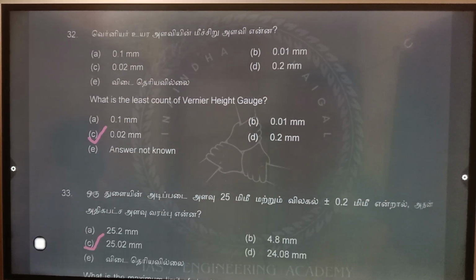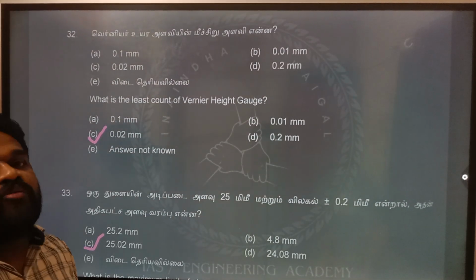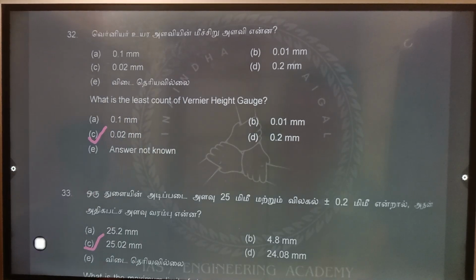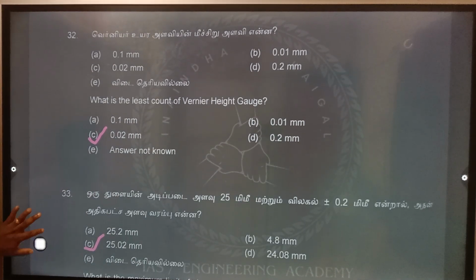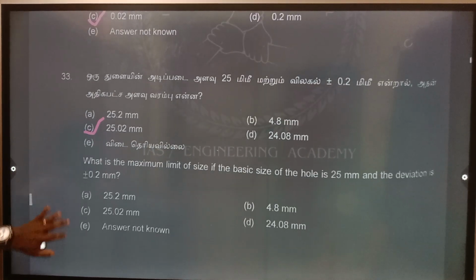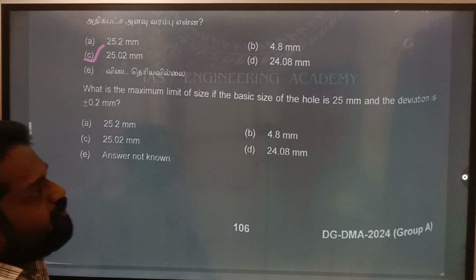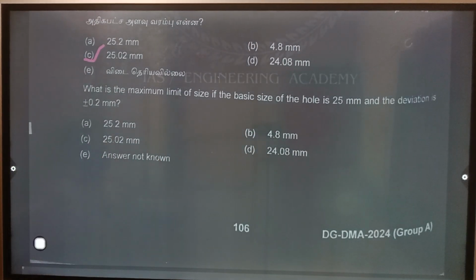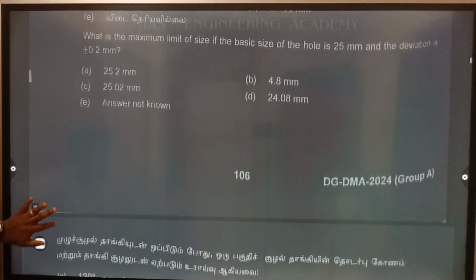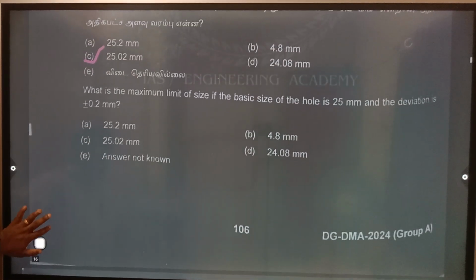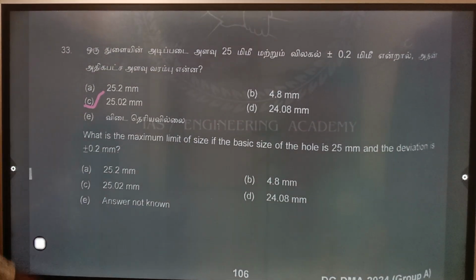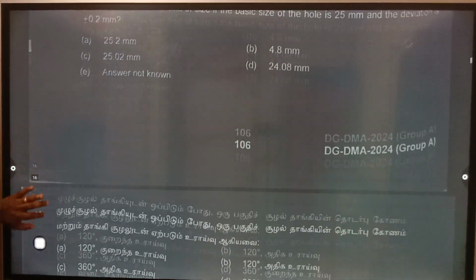32. What is the least count of vernier height gauge? So you have to memorize it. 0.02 mm. C. C is the answer. 32 C. 33. What is the maximum limit of size if the basic size of the hole is 25? The question answer 25.02. Okay, the answer is C, 25.02.